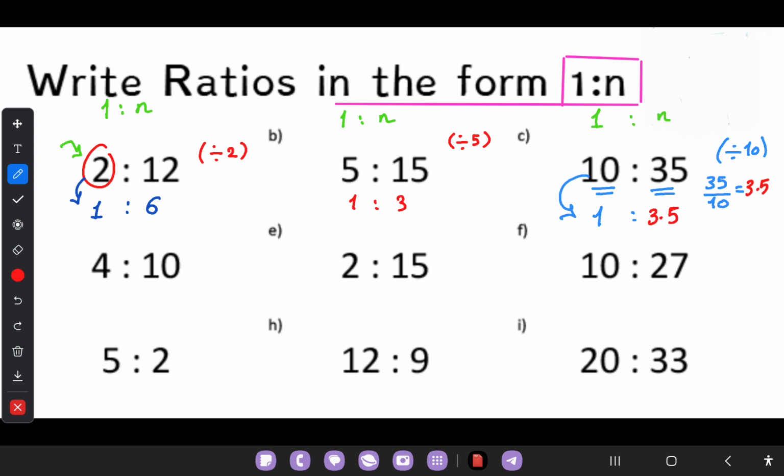That's kind of confusing. I didn't fully understand that. Wait, so 10 divided by 10 equals 1. And then 35 divided by 10 will be 3.5. Okay, I see now.